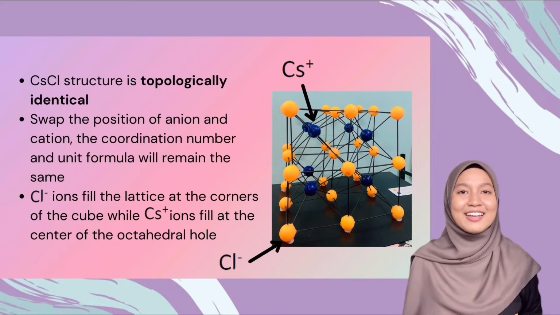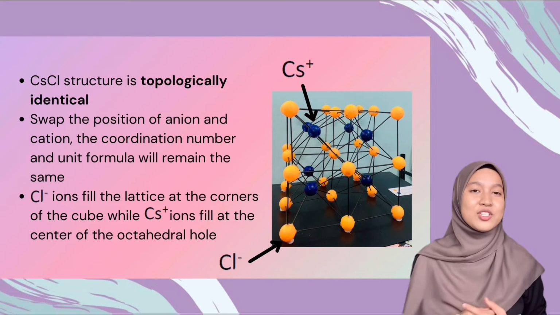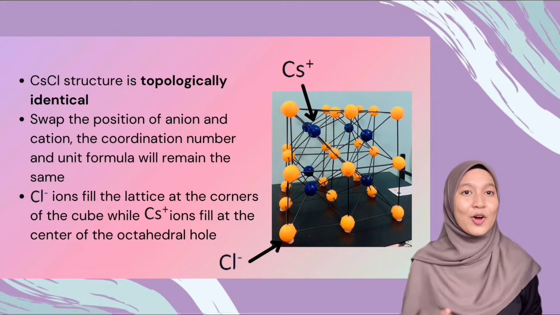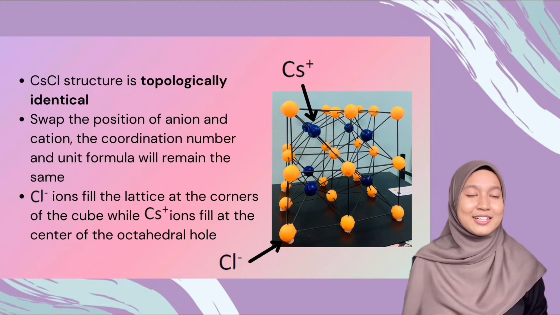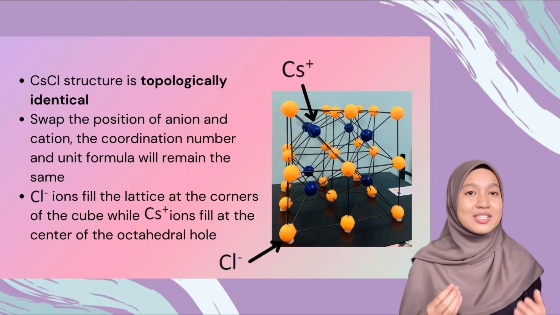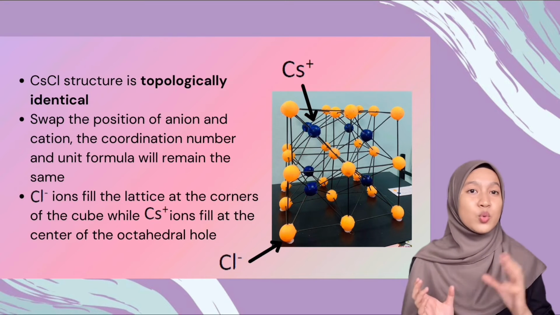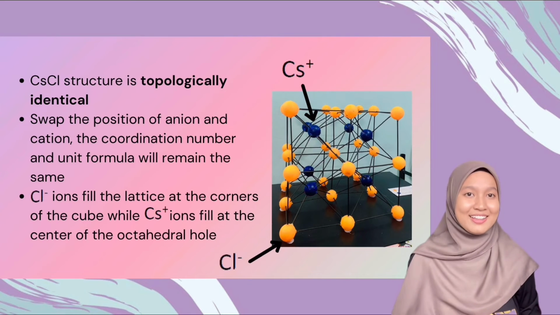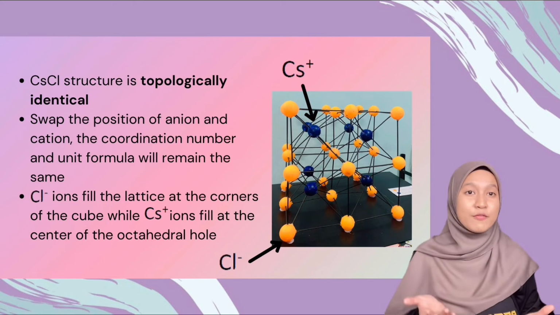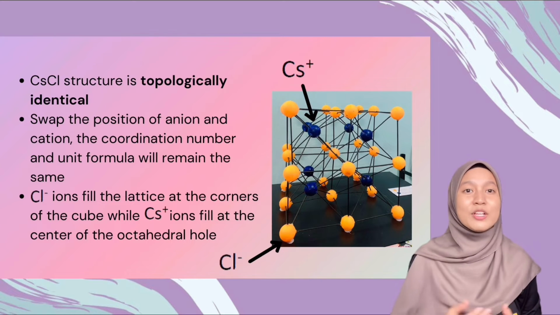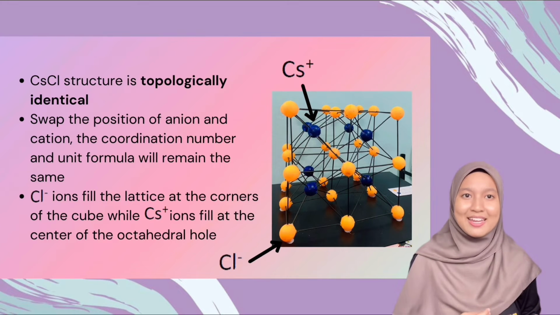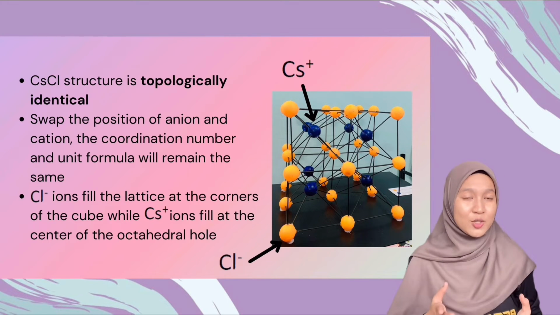Topologically identical means that if we swap the position of anion and cation, the coordination number and the unit formula of the structure will remain the same. Just now we said that our structure has the lattice Cs plus, but now we change to Cl minus as the lattice. If we choose the Cl ion as the lattice, it will occupy the 8 corners of the cube, while the Cs ion will fill the center of the cube, so the coordination number, CN, and the Z unit formula for the structure will remain the same.